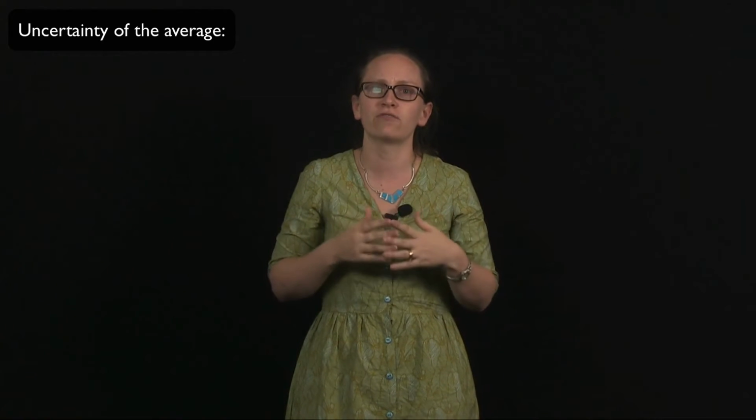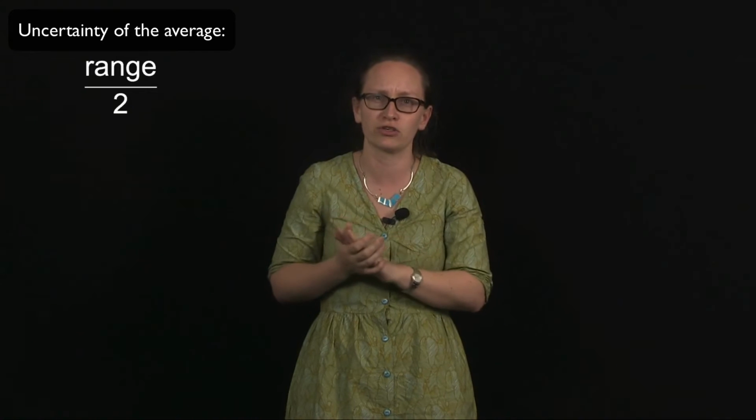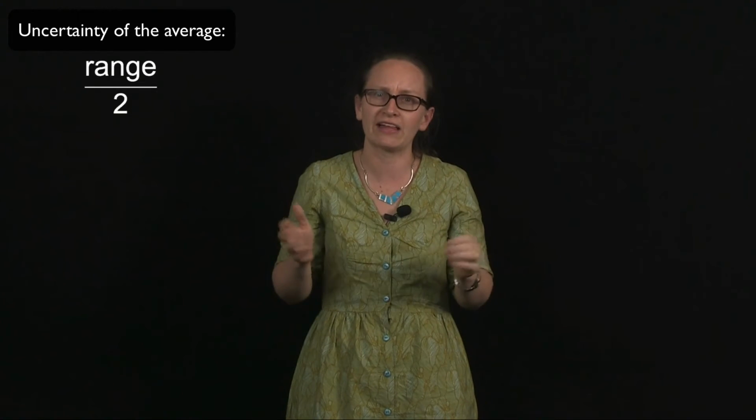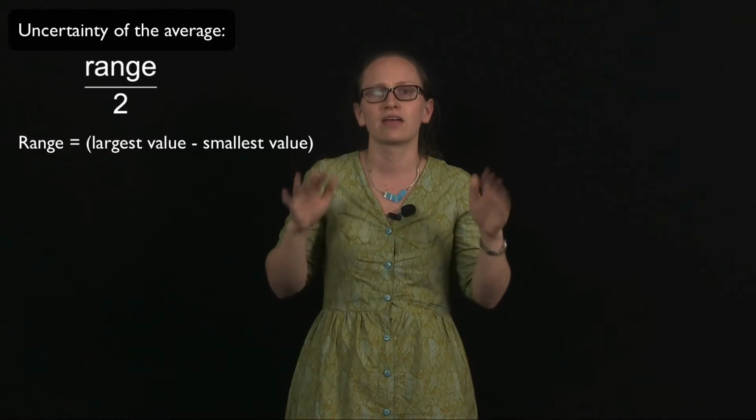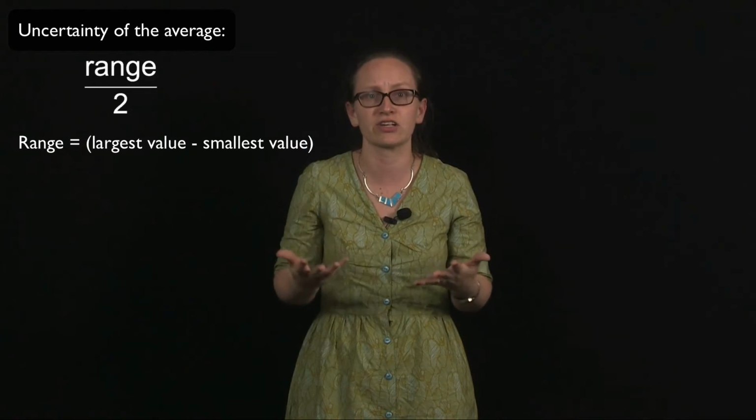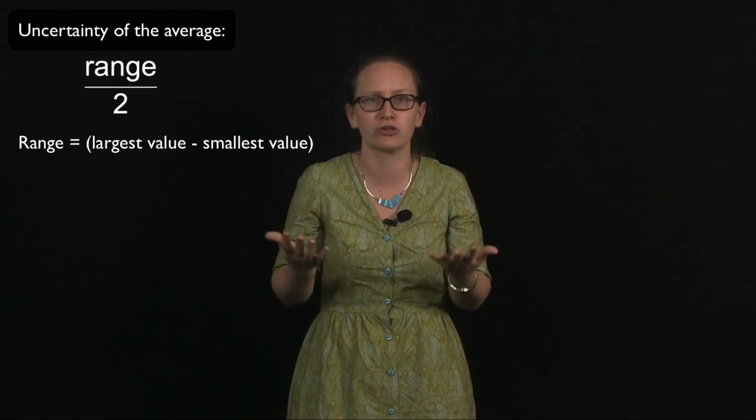In order to calculate the uncertainty, you can use the formula range divided by 2. So the range of the values is equal to the largest value minus the smallest value. And then to get this as an absolute uncertainty, we just divide by 2.